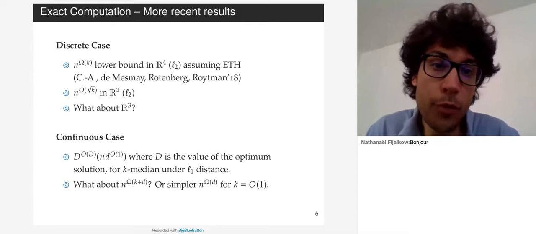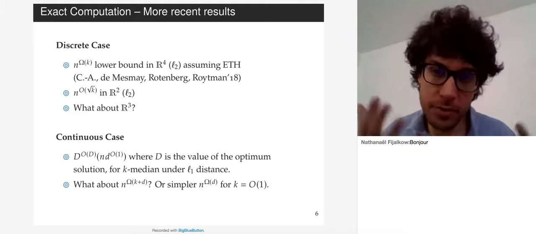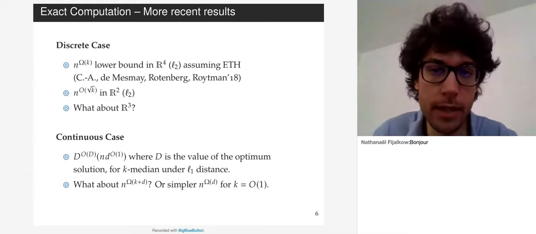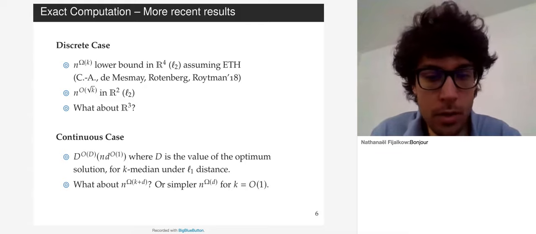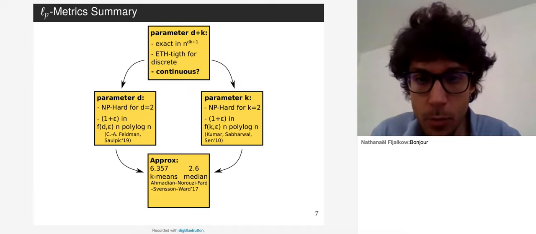And if we're in general metrics, the dimension is not specified because you can think about the shortest path metric of a graph, for example, and then there is not really a dimension anyway. Okay, thanks. Okay, good. So let me move forward.